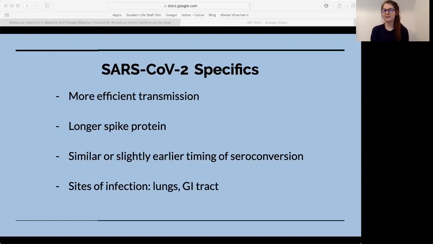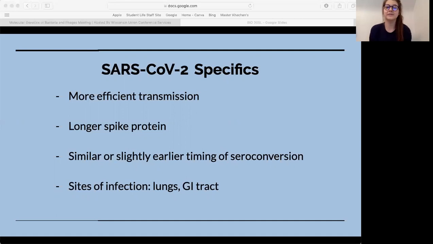It has a longer spike protein. So, I can't make conclusions on whether that's better, but I feel like, this is just my opinion, might not be proper, but it makes me think that if it's longer, it can more easily reach receptors on host cells. They have similar or even slightly earlier seroconversion. So antibodies against SARS-CoV-2 may be detected in the blood sooner than SARS-CoV.